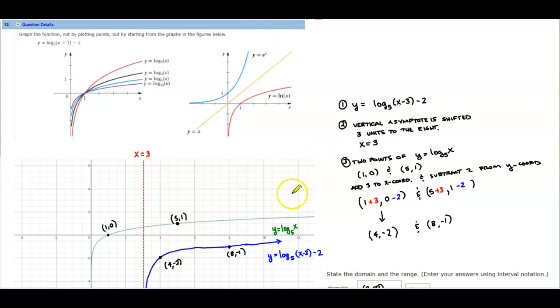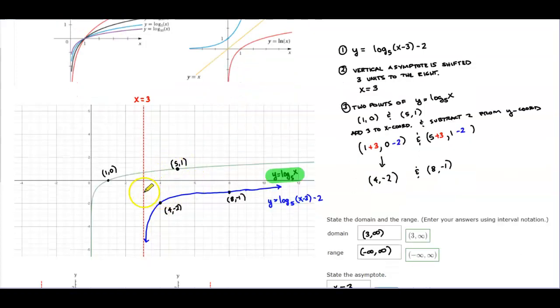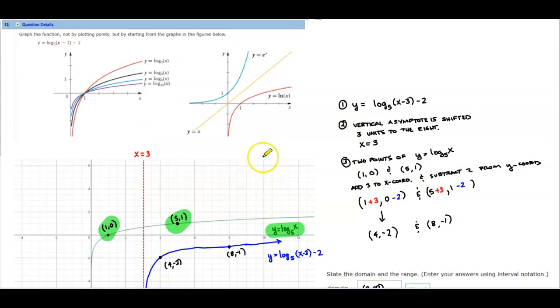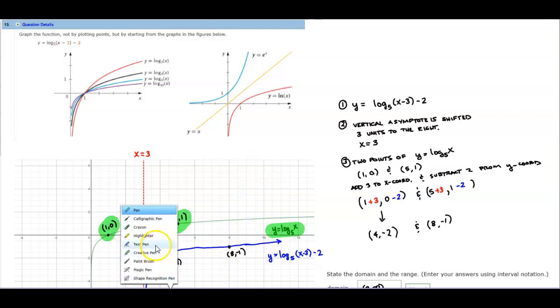So we want to take a look at what is the parent function for this. Well, the parent function we've graphed. So you have y equals log base 5 of x, and this is what our graph looks like. And so we have an ordered pair at (1, 0) and an ordered pair of (5, 1) from that graph that we can distinguish.